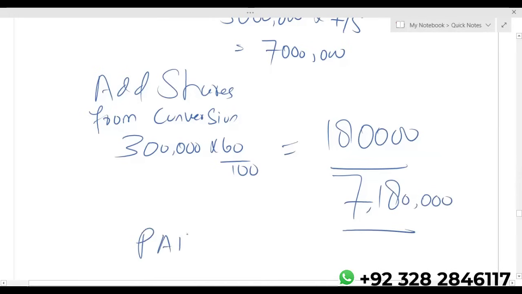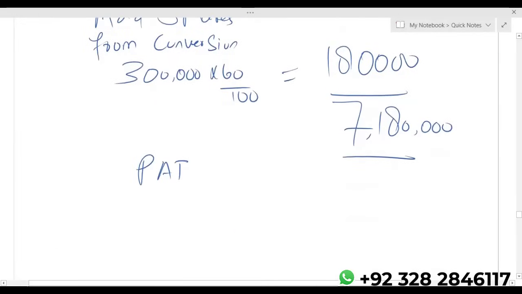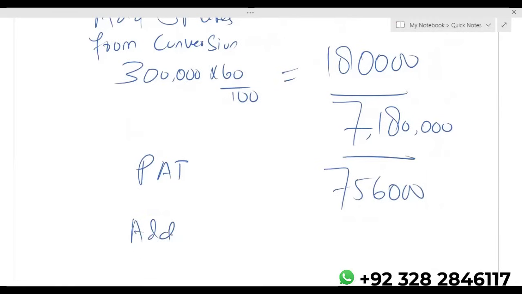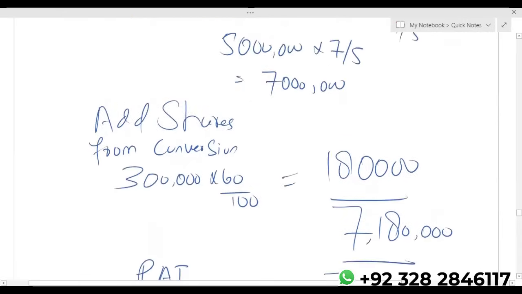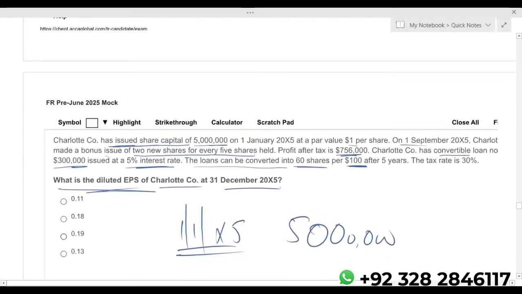Now profit after tax, which they have given us, is 7,56,000. If you recall, in this figure we have to add something, because when your convertible bond becomes an ordinary share on day one, which is what we assume while calculating diluted EPS, then I'm not going to pay any interest. There will be interest saving. Due to interest saving, my earnings will increase. I will have to take that interest saving after tax.